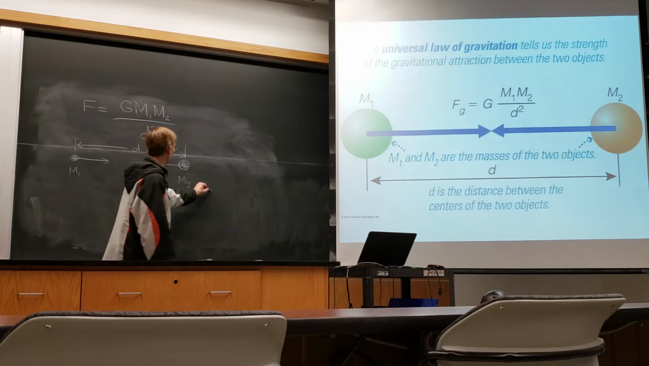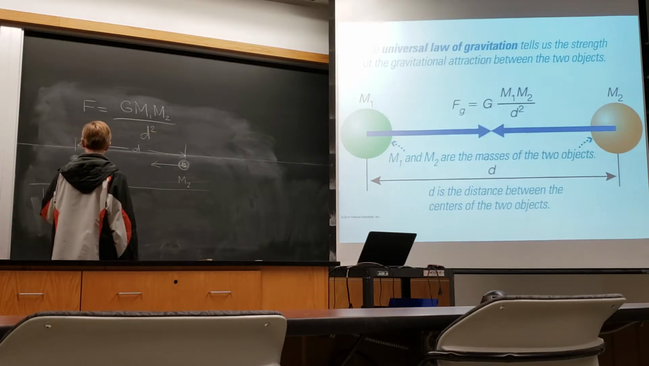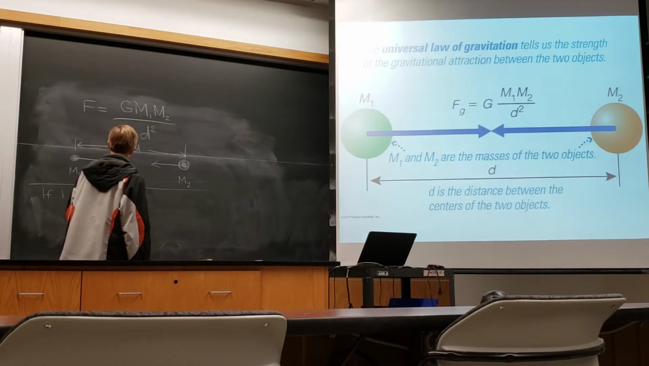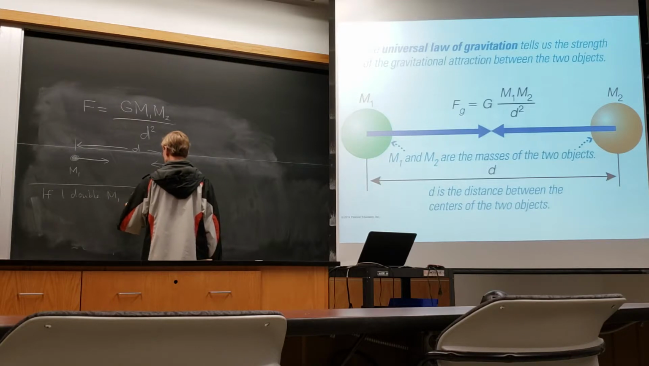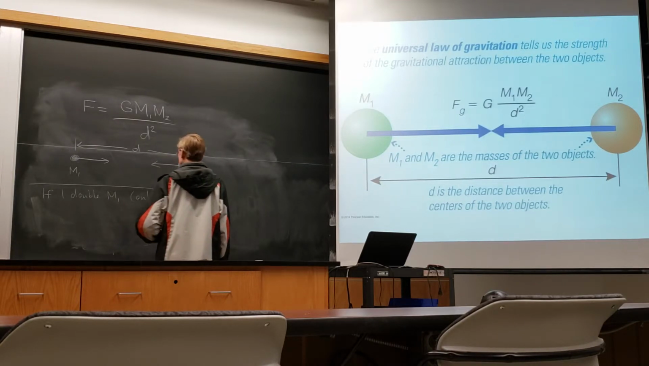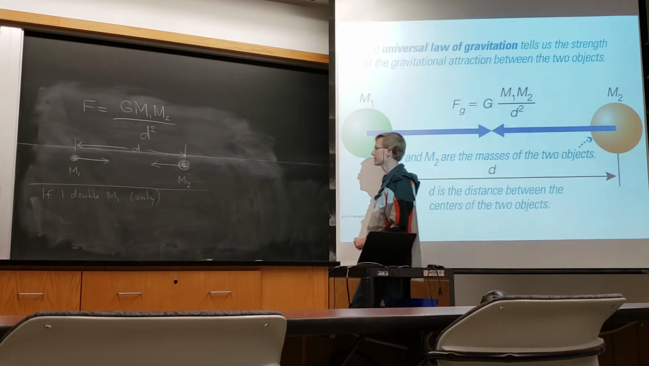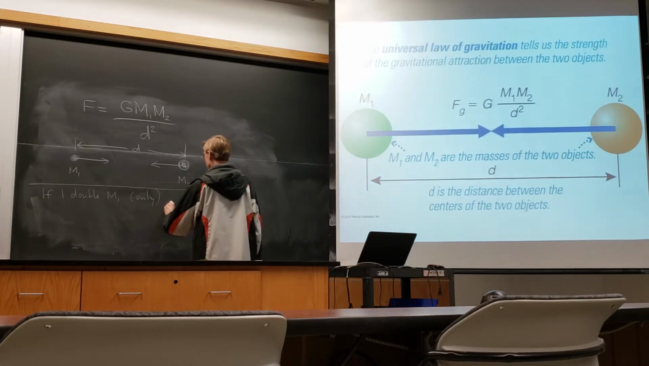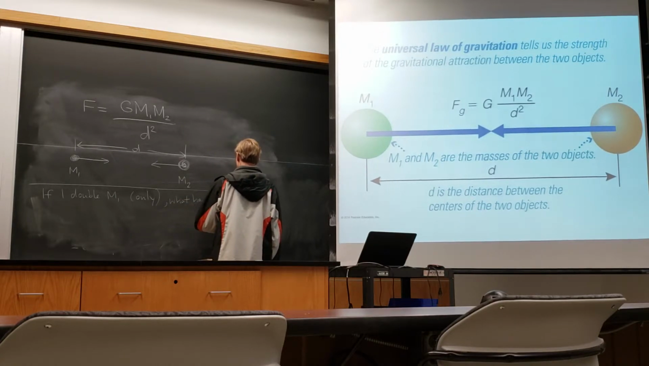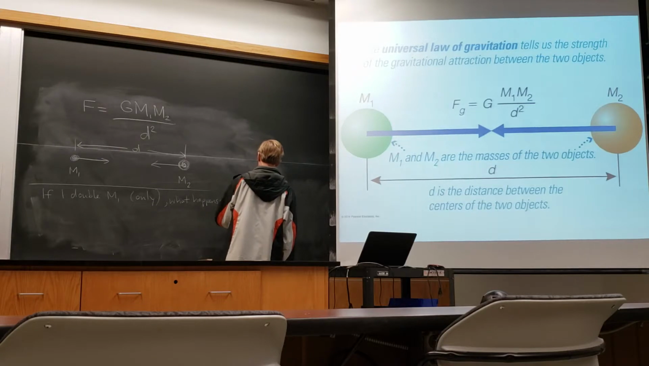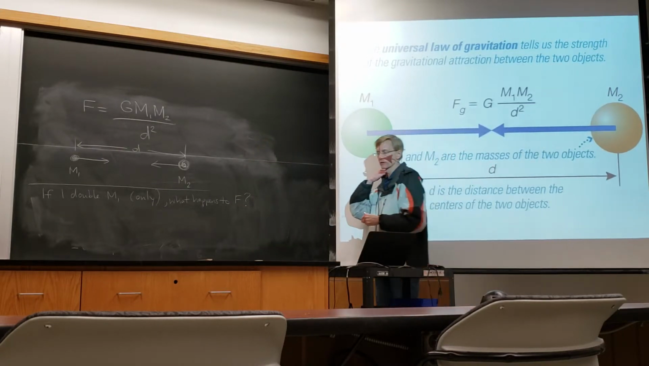Okay? So, for example, if I double M1 and leave everything else constant, so by only, I mean, I don't change M2, I don't change the distance. If all I do is double M1, what happens to that gravitational force that they're both equal and opposite exerting on one another?